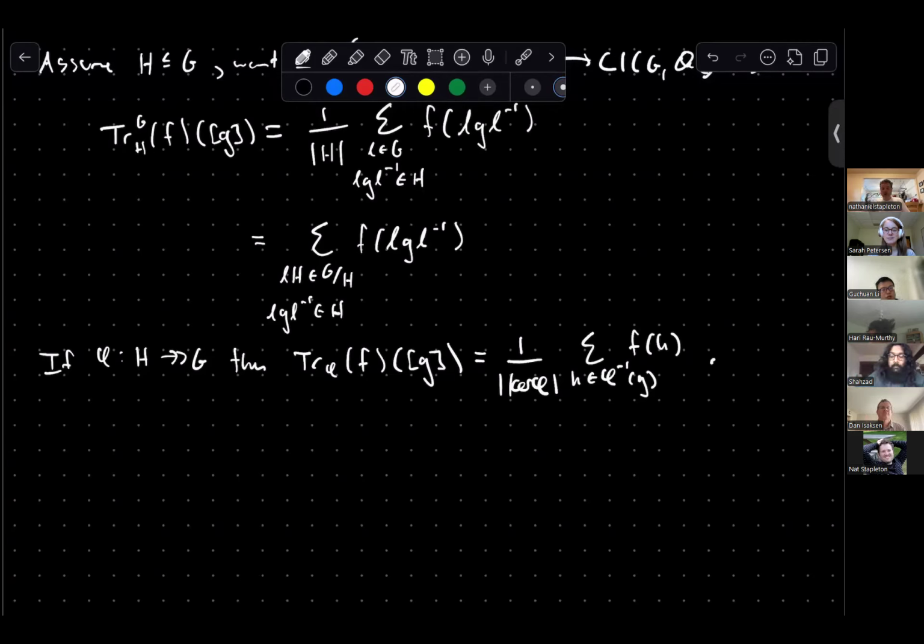Oh, one important thing to note about this last transfer where we're transferring along a surjection: I can't get rid of the quotient in this case. So this is a formula that does not make sense unless I'm working rationally. That's an important observation.